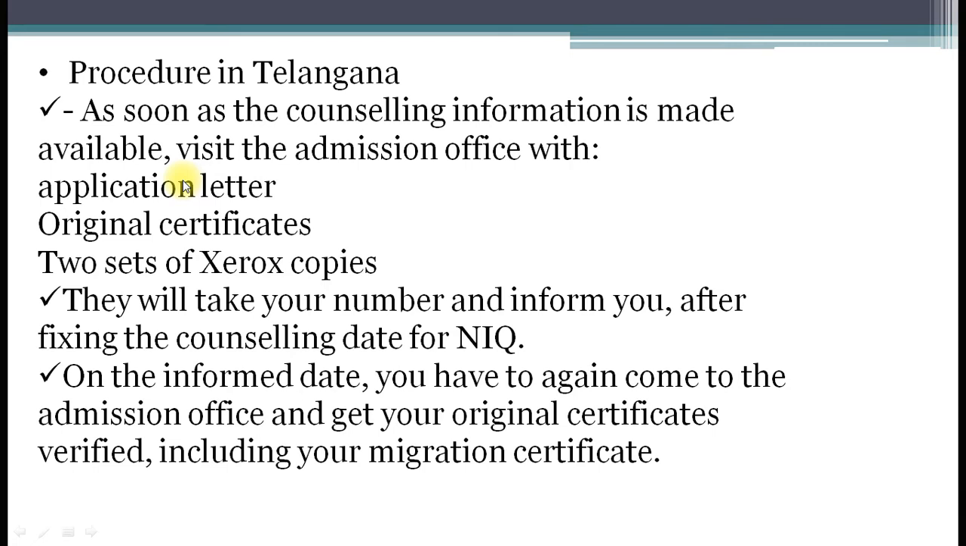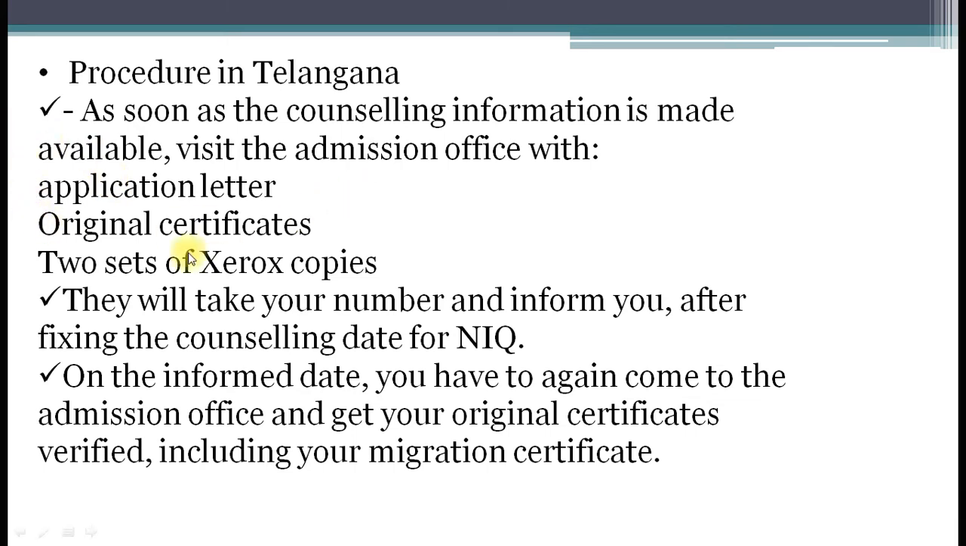In this application letter, you need to write your name and your introduction, where you are from, what your highest qualification is, in which course you are willing to take admission, what your rank is, your hall ticket number, etc. All the details you need to provide in the application letter, and request them to give admission.